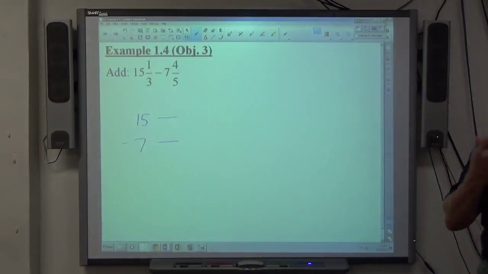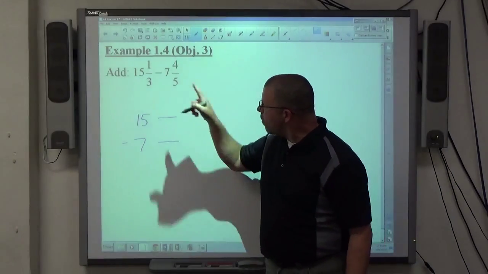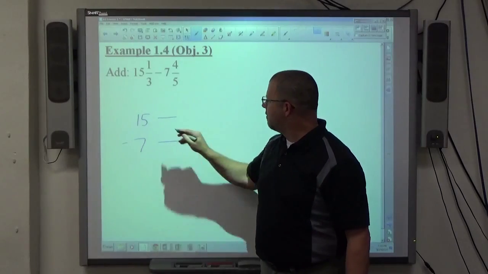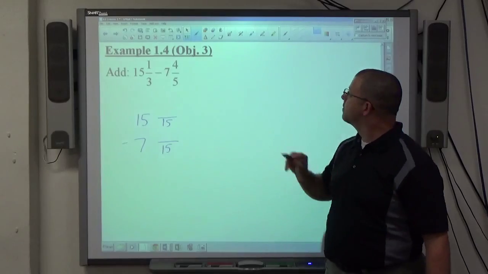So again, as soon as I see wrong denominators, I'm not going to write the fraction down yet. I'm going to figure out a common denominator, write that in, and then change the numerators appropriately. But the whole number parts are fine as is. So, what's the common denominator of 3 and 5? 15. So I want both fractions to have a 15 denominator.